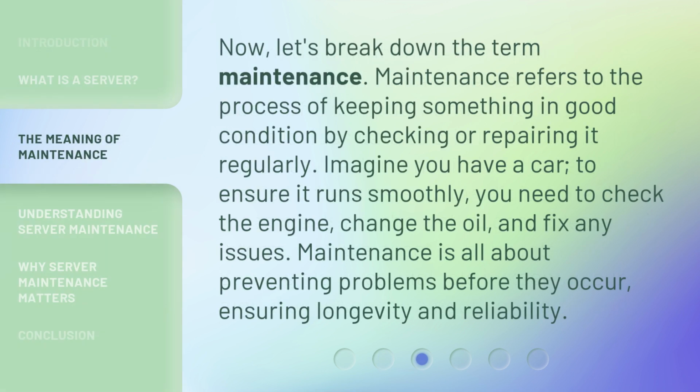Now, let's break down the term maintenance. Maintenance refers to the process of keeping something in good condition by checking or repairing it regularly. Imagine you have a car. To ensure it runs smoothly, you need to check the engine, change the oil, and fix any issues. Maintenance is all about preventing problems before they occur, ensuring longevity and reliability.